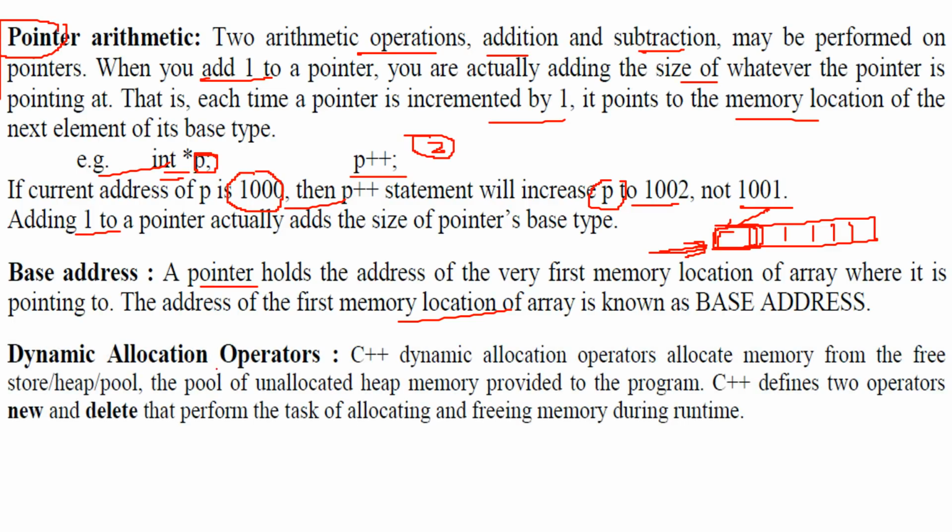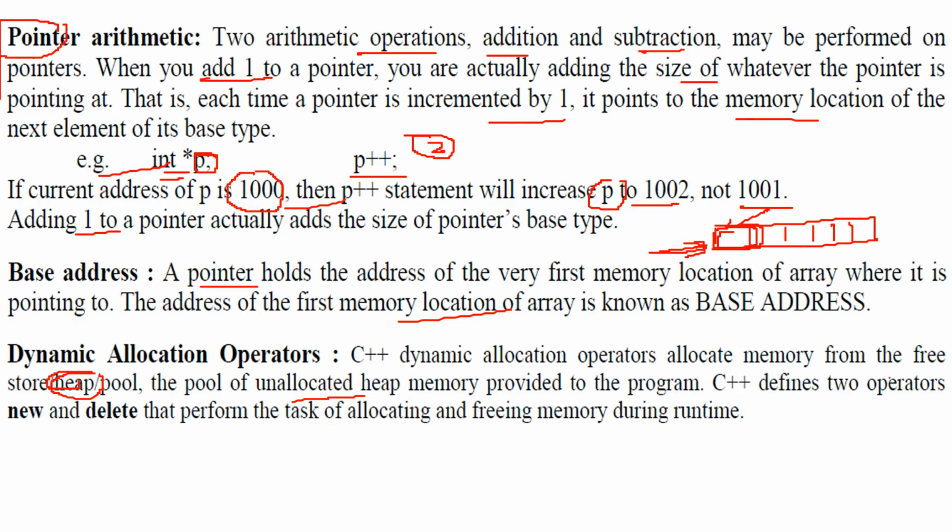How about dynamic allocation operators? C++ has dynamic allocation operators. They allocate memory from the free store, that is, the heap. There are various areas, like the heap and the stacks. The dynamic allocation operators take memory out of the heap pool and allocate it to whichever operator or allocation requires it. So the pool of unallocated heap memory provided to the program is available for us.